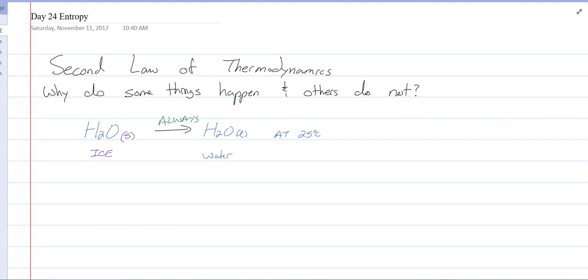if I take liquid water to solid water at 25 degrees Celsius, this is a never. We do not see that happen on Earth, right? Could it happen? I'm not even sure if it could happen if you really lowered the pressure down to almost none, maybe. But on Earth, it's not going to happen. So why does this happen?